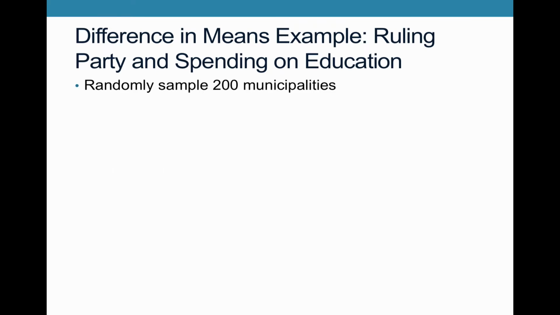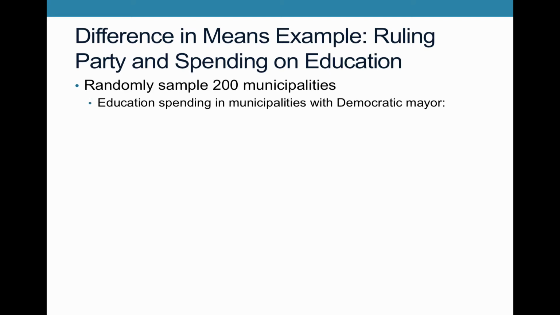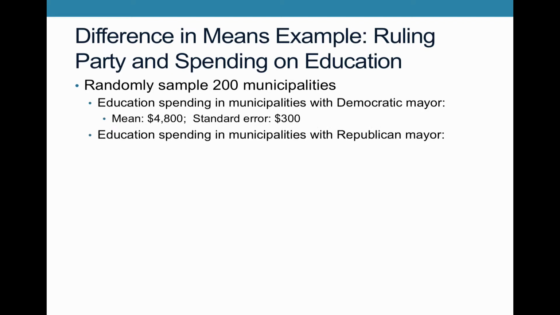So let's go through and think about how we do this in this study and how we would do a difference of means test. We're randomly sampling 200 municipalities. And we find that education spending in municipalities with a Democratic mayor has a mean of $4,800 with a standard error of $300. And then we look at Republican mayor-led municipalities. Here, it's higher. The spending in these municipalities is $5,400 with a standard error of $100.